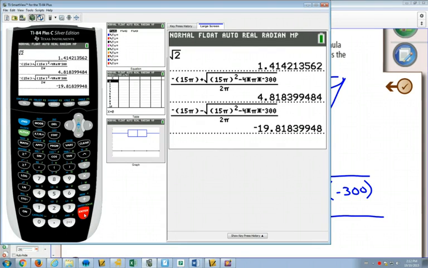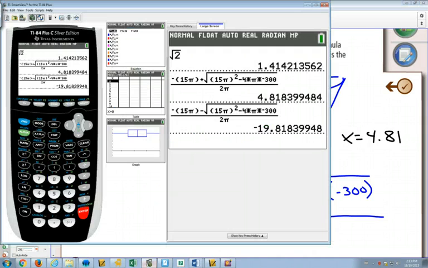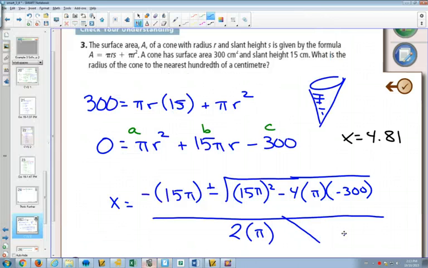Now, since this is a cone that we're imagining, one of them makes sense. A radius of 4.8 does make sense. The radius of negative 19.8 doesn't make any sense. So even though there's two answers, the only answer that works, rounded correctly, is 4.82. And we're dealing with centimeters, so we need to include our units as well for centimeters.